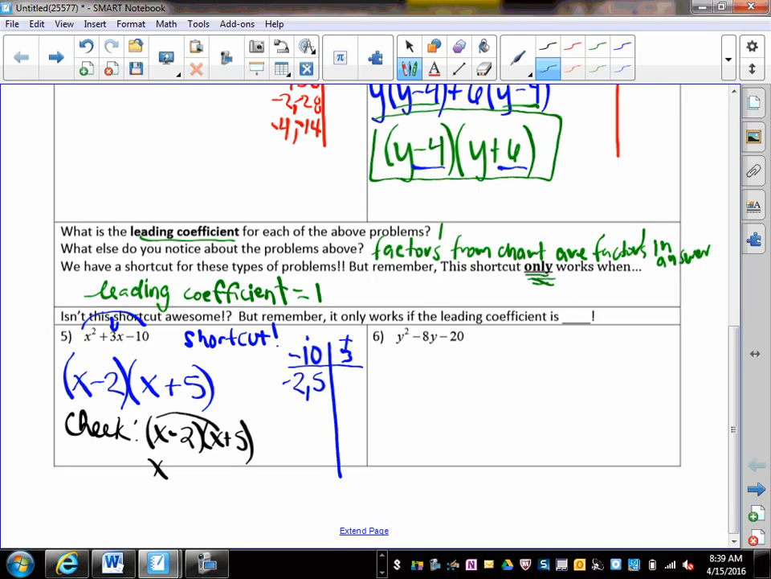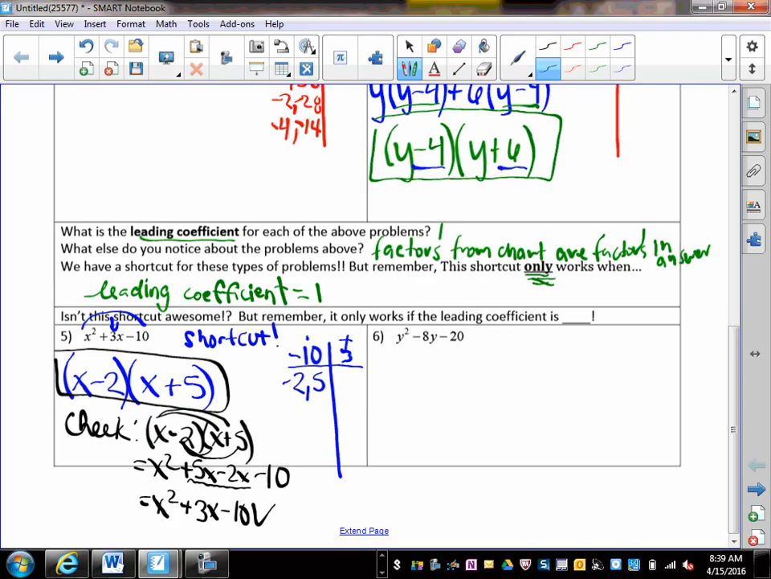We multiply this out, we get x squared plus 5x minus 2x minus 10. We can combine those together. And does that match? Yeah. So we know we did it right. We know we did the shortcut correctly. If you don't like it, don't do it. It's perfectly fine. Like I said, I didn't do it for a very long time.